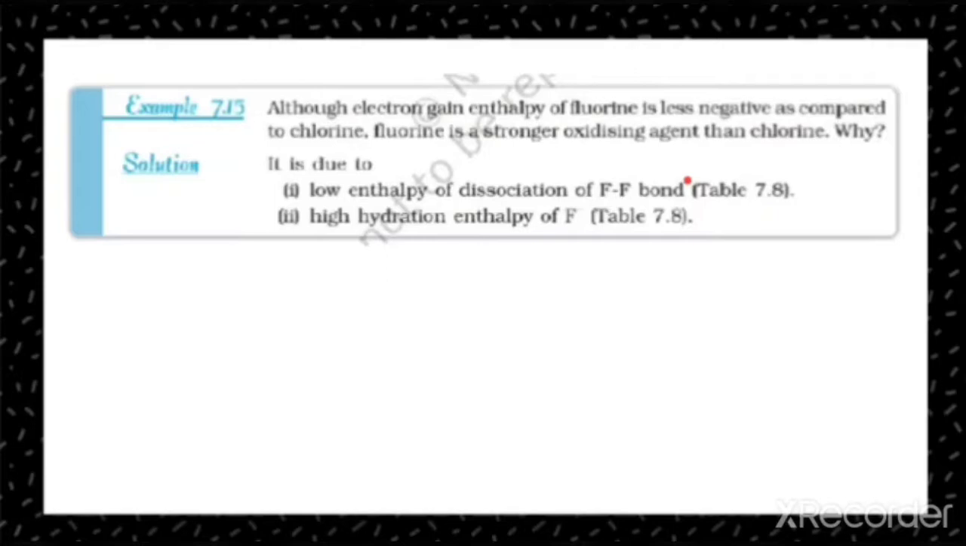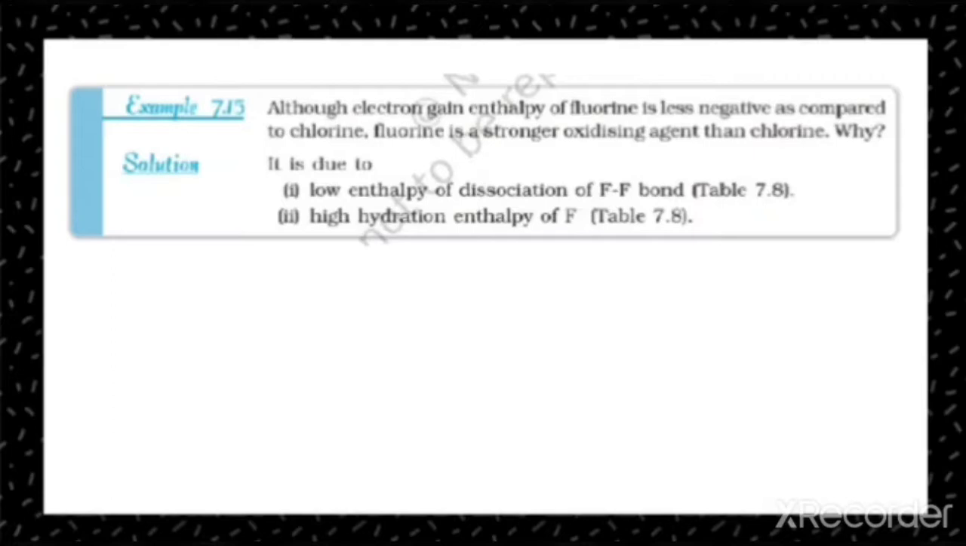So what is the correct reason for this question? That is the low dissociation enthalpy, due to the smaller size of fluorine. There is a repulsion between the lone pairs, therefore the F-F bond is weaker. So that is the reason. In simple words we can write: low enthalpy of dissociation of the F-F bond and the high hydration enthalpy of fluorine. So this is the correct reason.